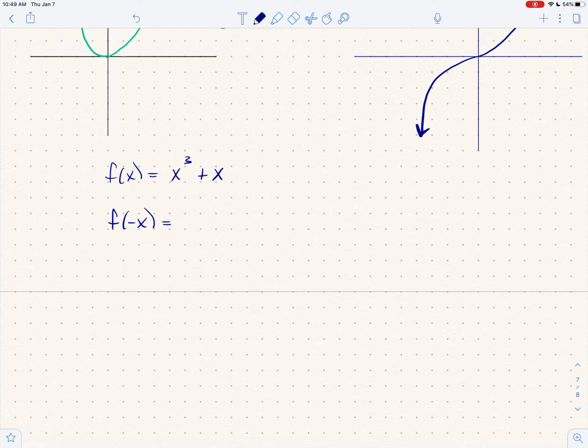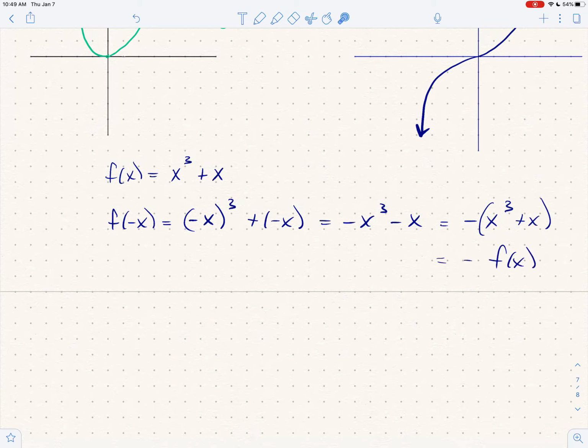So for us, when I plug in negative x, I would get negative x all cubed plus minus x. And so I say, well, okay, this is the same thing as negative x cubed minus x, because the negative comes out of the cubed, and these are positive, minus makes a negative. And now at this point, you can factor that negative out, and you're left with negative x cubed plus x. And lo and behold, there's your original function f. This is minus f of x. So you've just shown me step by step that f of negative x is always negative f of x. And so that's a proof that in this case, f is odd.